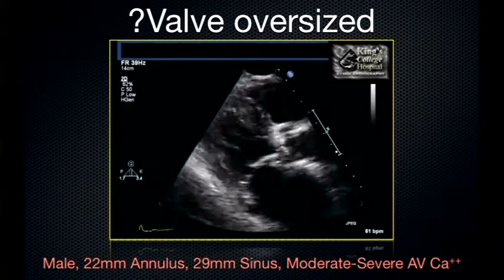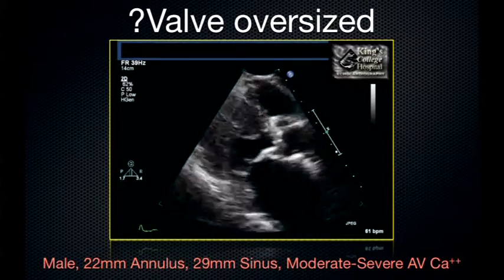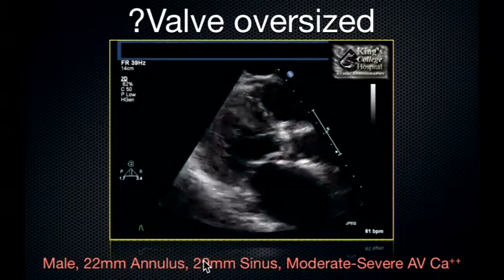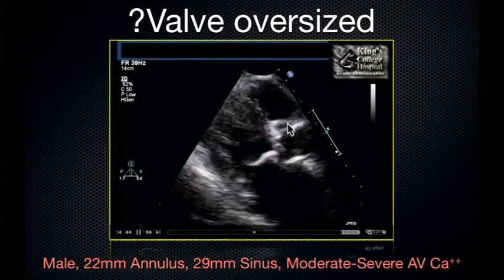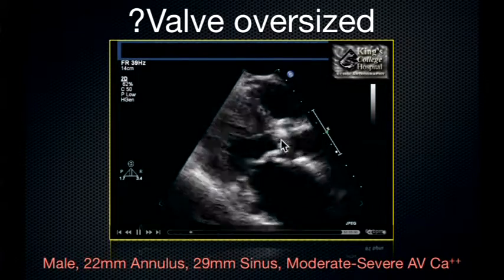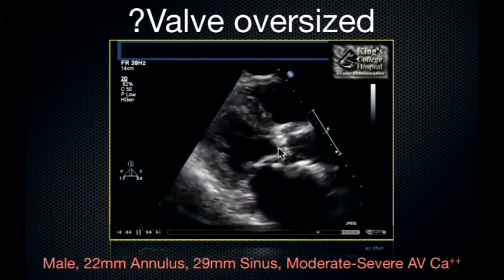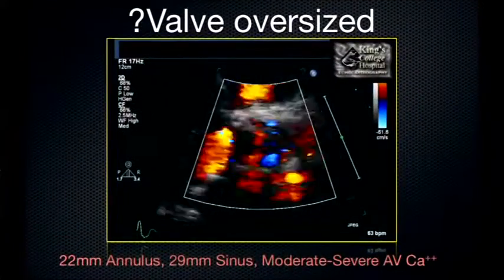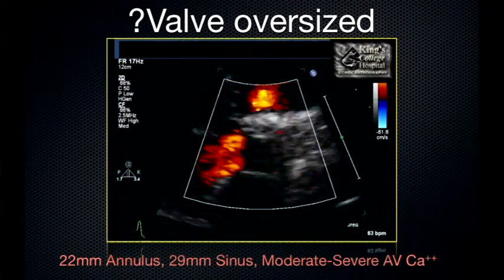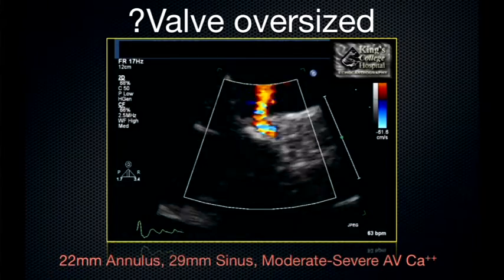Now you may say, well, if we have any doubt, perhaps we should err on the side of caution and go for a larger valve to minimize paravalvular aortic regurgitation. Well, this is a patient very early in our experience. He was a man with a 22 millimeter annulus, a 29 millimeter sinus, but the important thing is he had, as you can see, extensive calcification in the aortic valve and in the aortic root that you can see here. But because he was a large man, we decided to implant a 26 millimeter valve, and you can see this is his transthoracic echocardiogram following implant.